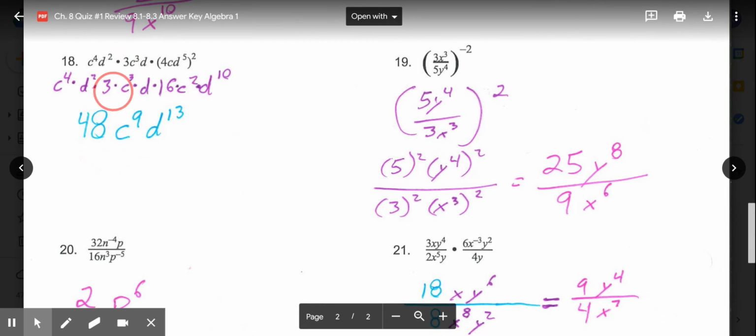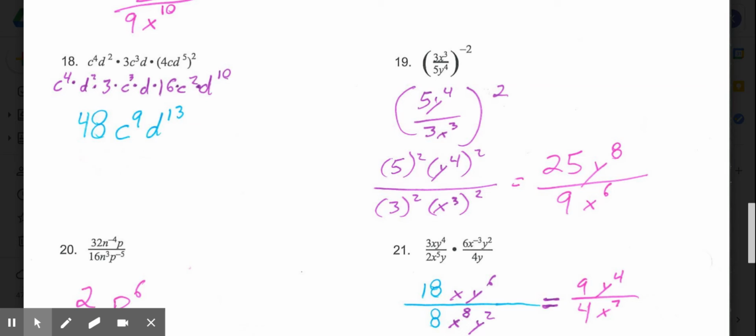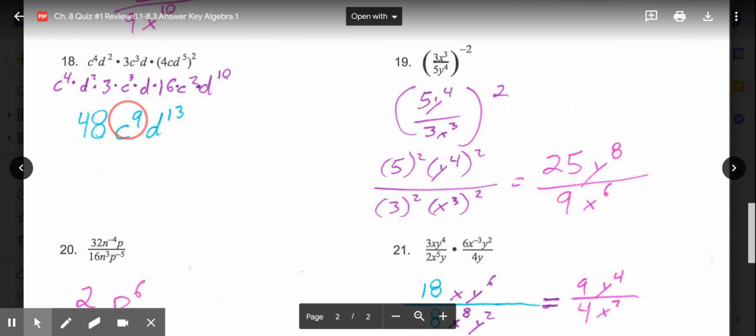So I want to take just my numbers, 3 and 16, multiply them together to get 48. Now I need to deal with all my c's. C to the fourth, c to the third, and c squared. So 4 plus 3 plus 2 would give me c to the 9th. Then dealing with all the d's, d squared, d to the first, d to the 10th. 2 plus 1 plus 10 is d to the 13th. So our final answer would be 48c to the 9th, d to the 13th.